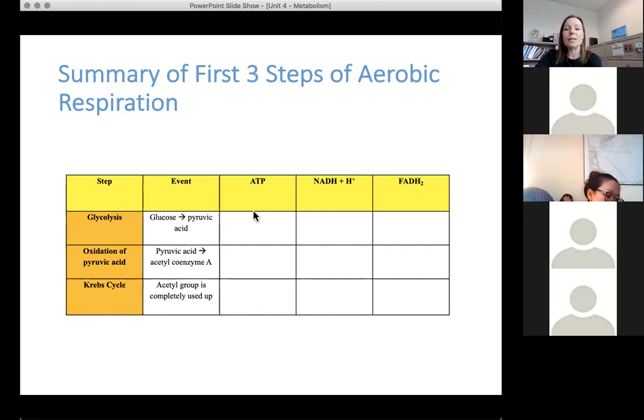In terms of ATP, let's think about how many ATP molecules we made immediately from these 3 steps. During glycolysis, remember, you made 4, but you used up 2 initially. So your net gain of ATP is just 2 here. During the second step, you didn't make any. And during the Krebs cycle, you made 2. So far, we don't have a lot of ATP yet.